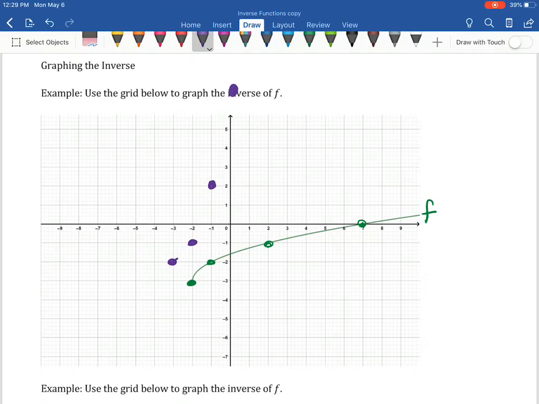Okay, and then I'm going to mark all those dots, and then I can check to make sure it looks like a reflection across the line y equals x. Here's my line y equals x, and it definitely looks like a reflection.